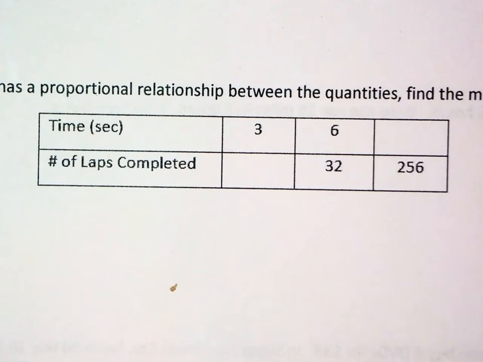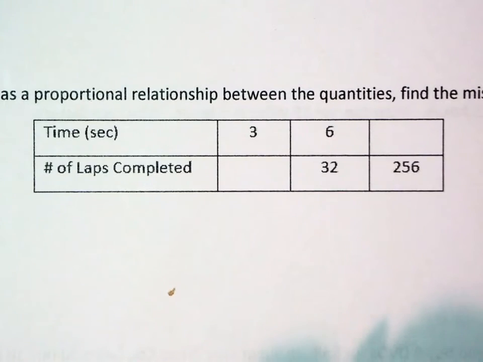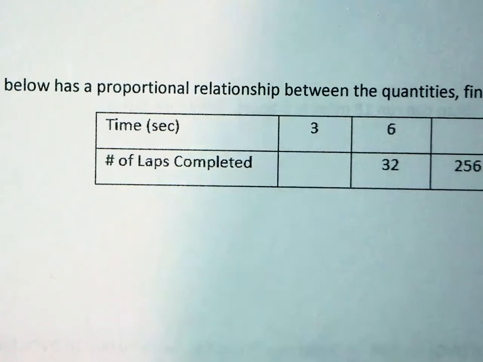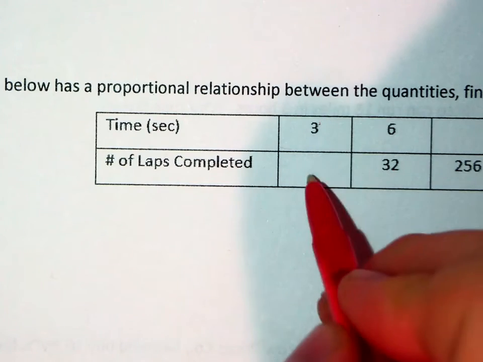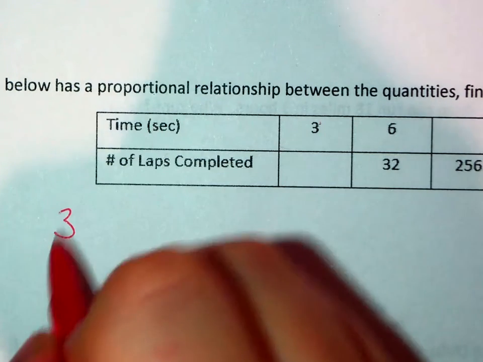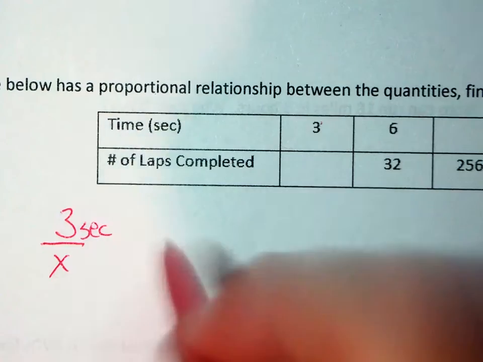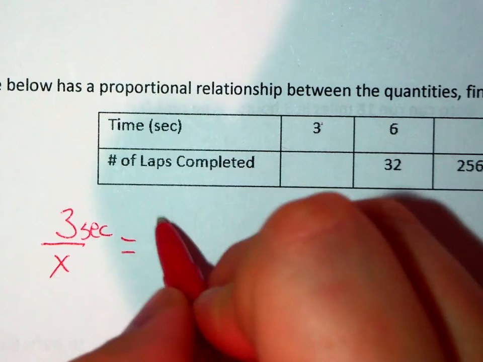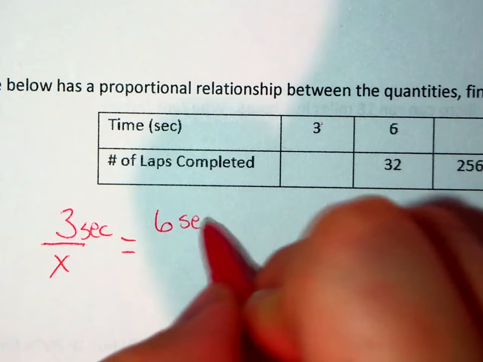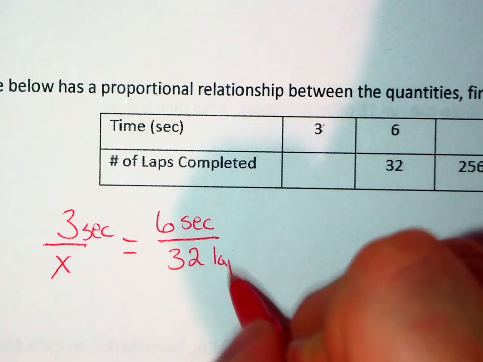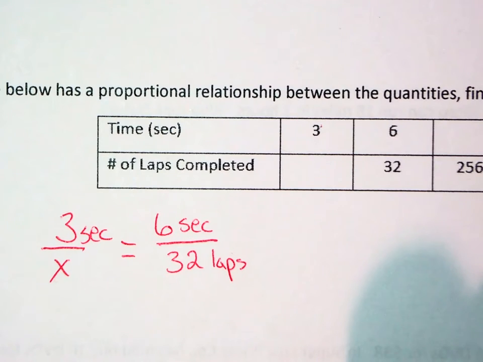Number 4, I'm not going to solve this problem for you, but I want to make sure that I set it up so you can be successful in solving it yourself. We're given a data table, and we're missing a piece of information, but we can still set up a proportion because my 3 is to my missing piece of information equivalent to, or proportional to, 6 seconds over 32 laps. And so now we could use that proportional statement to solve for x by cross-multiplying.